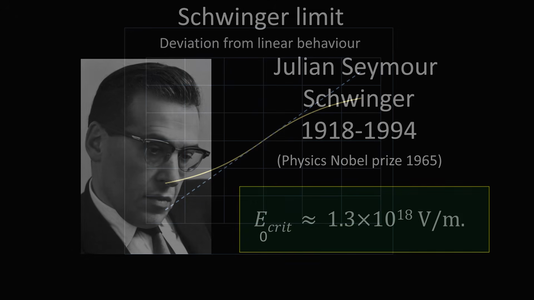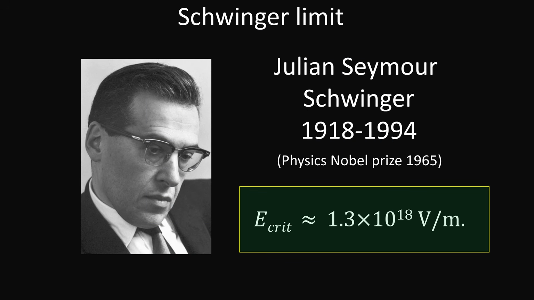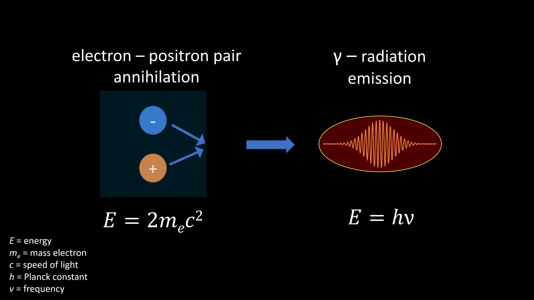But from the units, it's clear that the Schwinger limit is an electric field value, so a potential difference per unit of distance. The general reasoning behind space behaving nonlinearly above a certain field is based on the experimental observation that energy can transition between radiation and particles with mass.